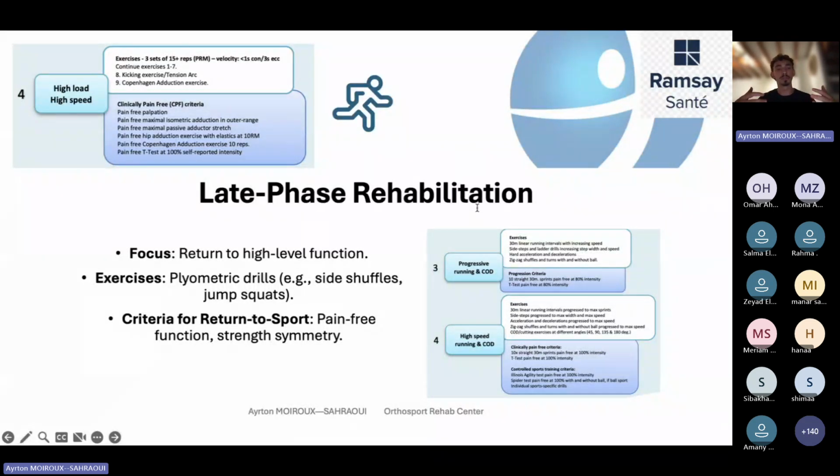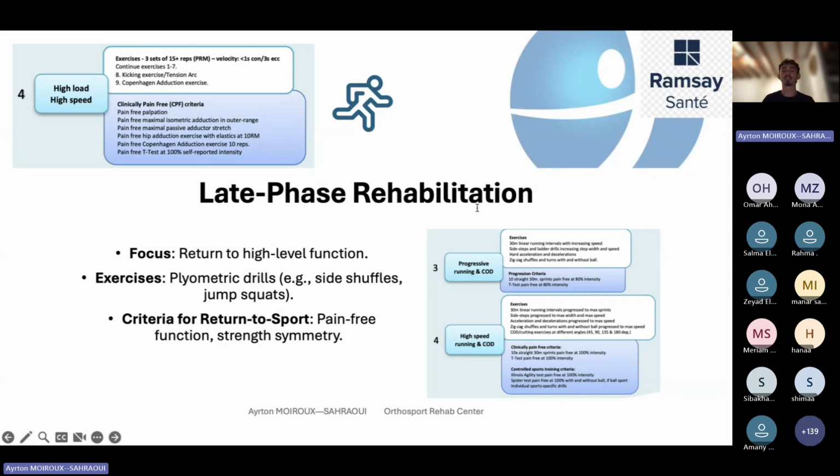Criteria for return to sports are not... today, there's no real valid return to sports criteria in the literature. But from my point of view, those are the criteria that I use for return to sports. Maybe you guys use other criteria and we can discuss it. I'm not here to tell you that you need to do this and only this.